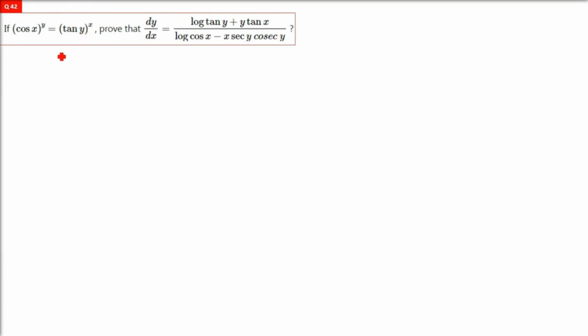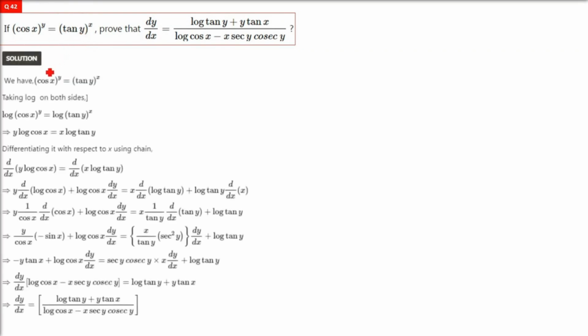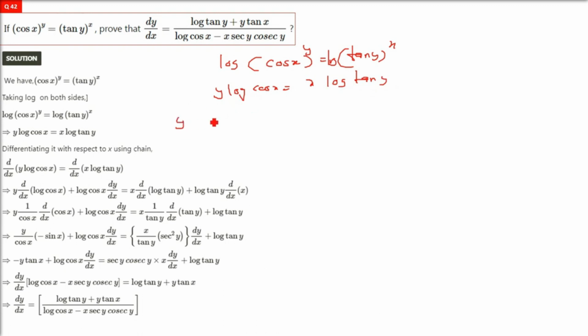Alright. And almost similar question. So we'll just differentiate both the sides. So it will be cos x to the power y equals tan y to the power x, taking log on both the sides. When you take log on the side, y will come in front, y log cos x is equal to x log tan y. Now differentiate this. Y log cos x will be 1 by cos x, and cos x will be minus sin x, negative sin x. Then we have log cos x and then dy by dx.